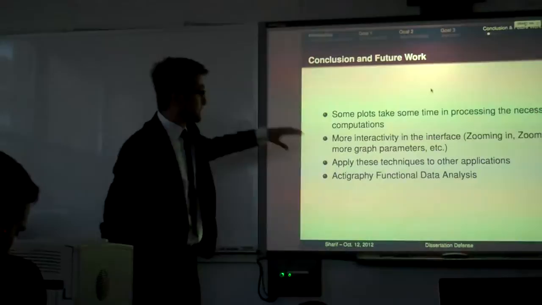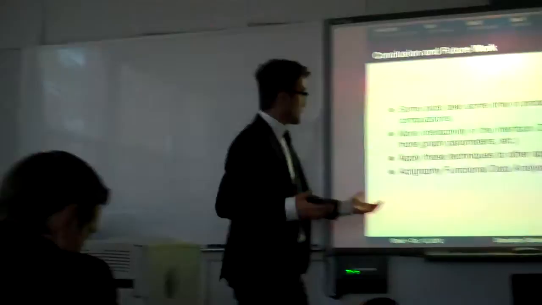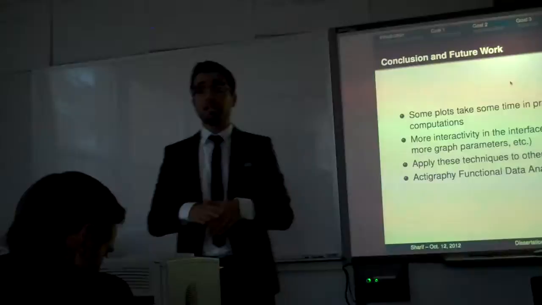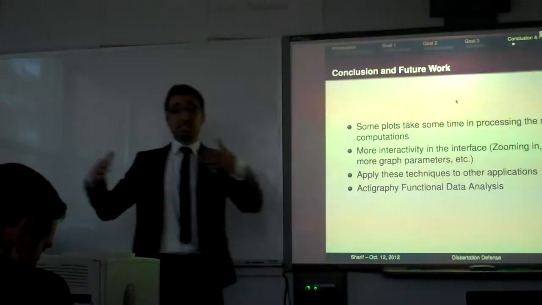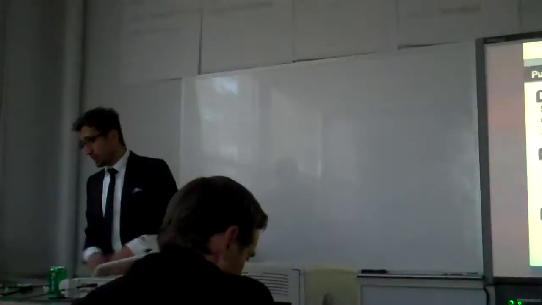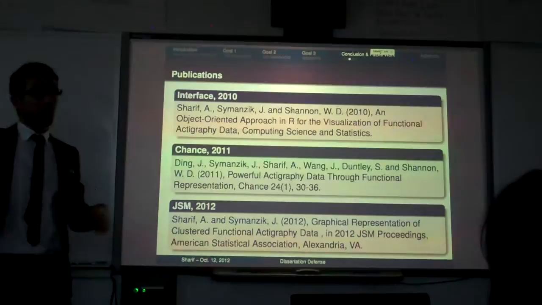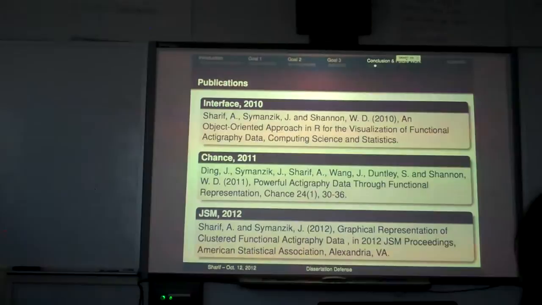And finally, after visualization comes the analysis part. So we want to do actigraphy functional data analysis, and actually we started doing that. We started looking at functional principal component analysis to see what's the source of variation in our data sets, and we ended up publishing this kind of article in Chance. We have three publications from this research so far. We intend to have three more representing each goal from this dissertation. Thank you.